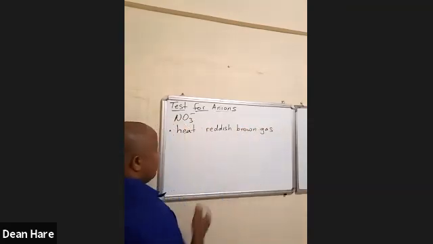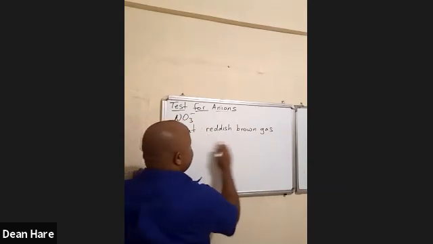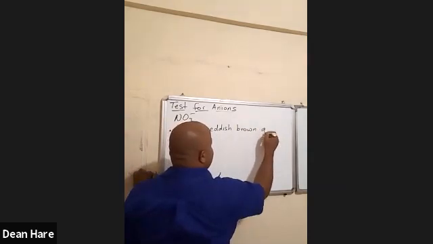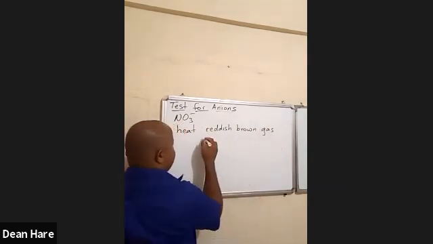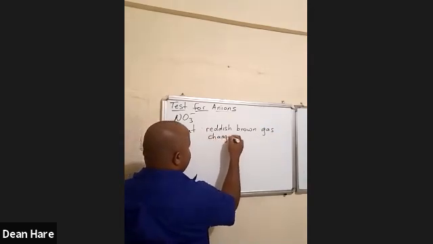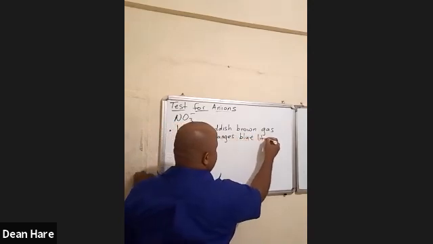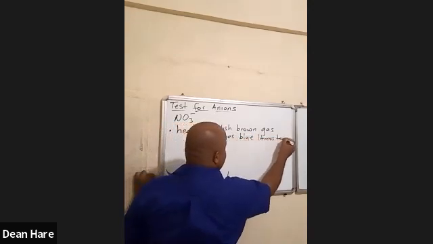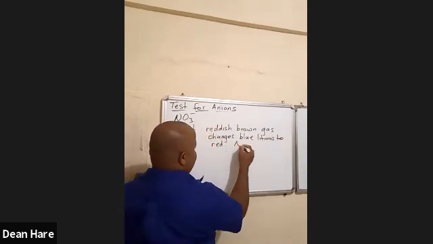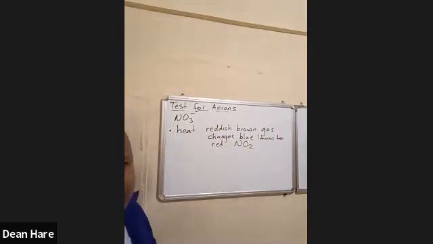All right, and it's acidic, so reddish brown gas that changes blue litmus to red. That gas is NO2, nitrogen dioxide.